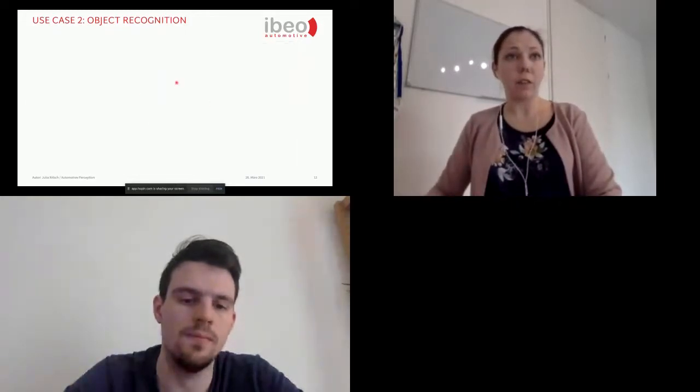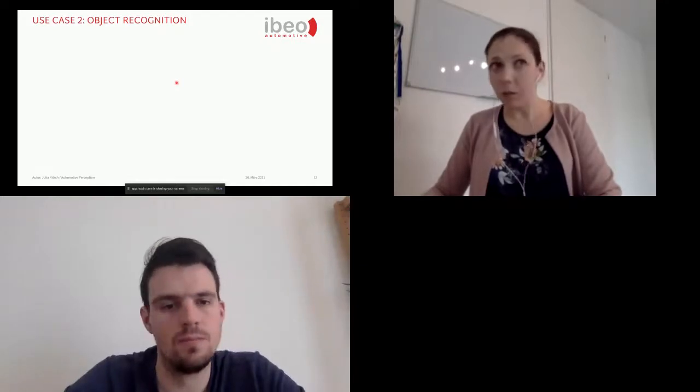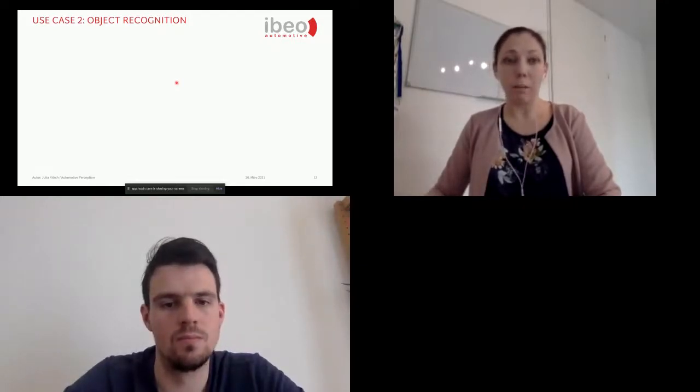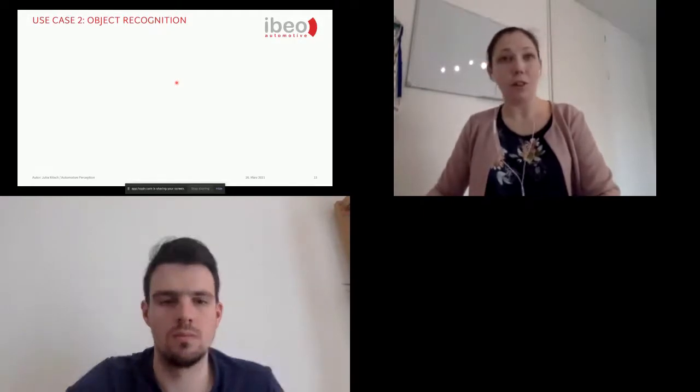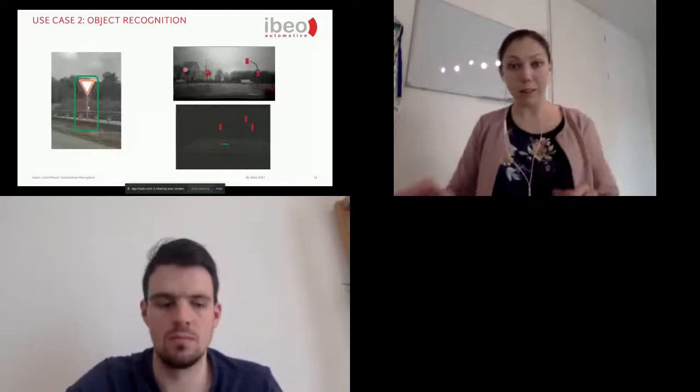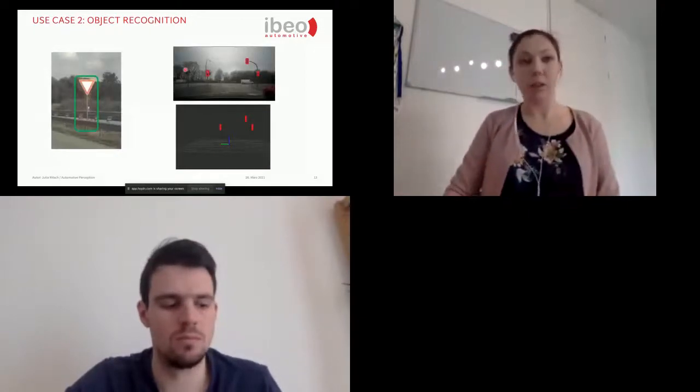We also have some other obvious use cases. So we need to detect the traffic signs, obviously, or the traffic lights. And therefore, we definitely need the camera or the RGB image to distinguish between the lights. This is all about the object recognition.